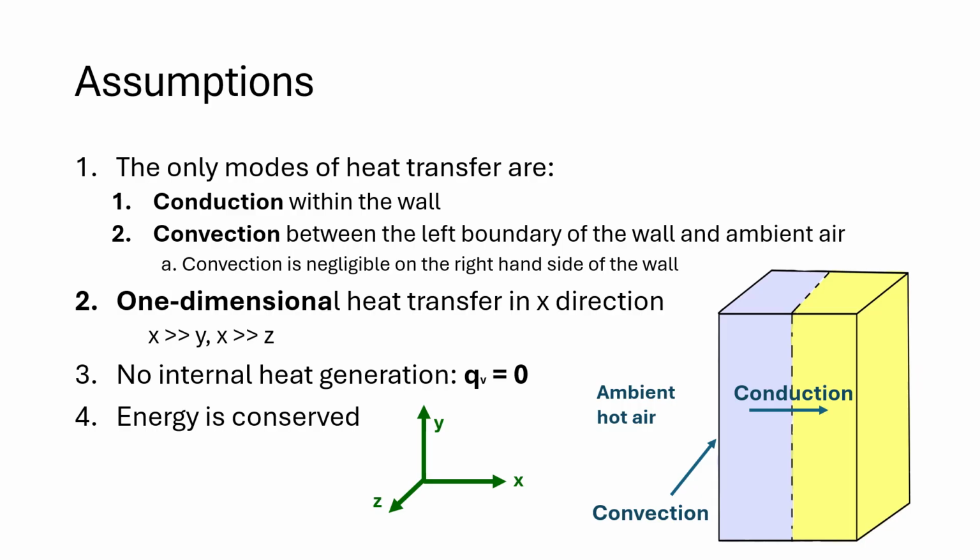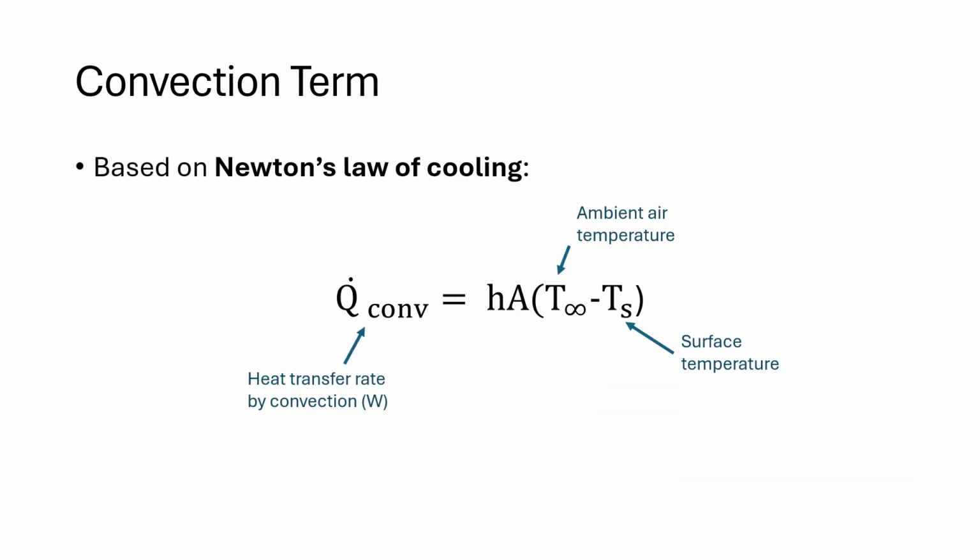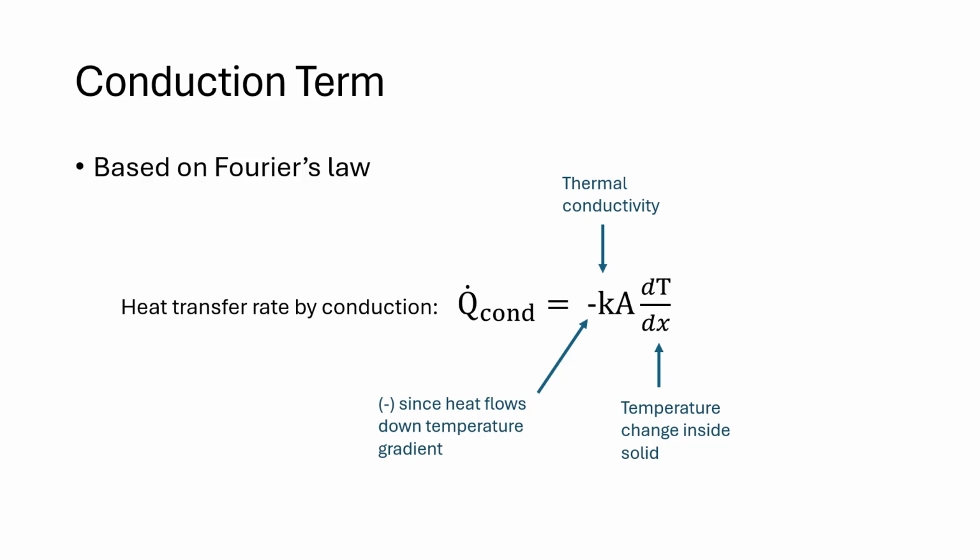Another assumption is that no internal heat is generated, later reducing a term in our energy balance, and lastly, energy is conserved. The convection term is based on Newton's law of cooling, and this equation corresponds to the heat entering the system by convection. The conduction term is based on Fourier's law, and it is important to note this negative sign since the heat flows down the temperature gradient.